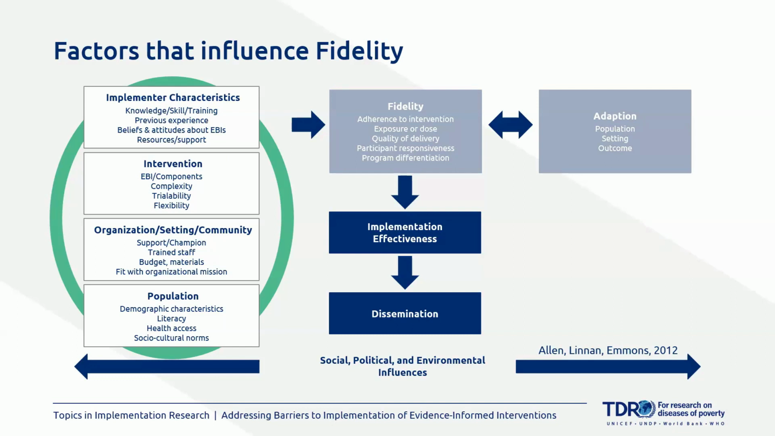For example, it can influence the adherence to the intervention. It can also influence to what extent they're being exposed, the quality of delivery, and whether they're responding to that intervention. Ultimately, all of this has an effect on whether the intervention is effective or not. And you can see the last box is where adaptation comes in. What are you making adaptations to? The population, the outcome, the setting? And how does that play with fidelity and ultimately implementation effectiveness? And then there is the broad key player, which is the social, political, and environmental influences that can also affect how strategies are being implemented.